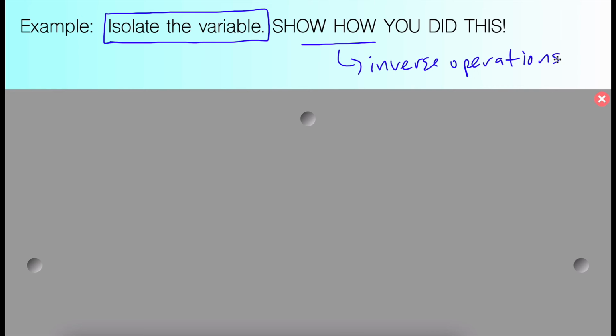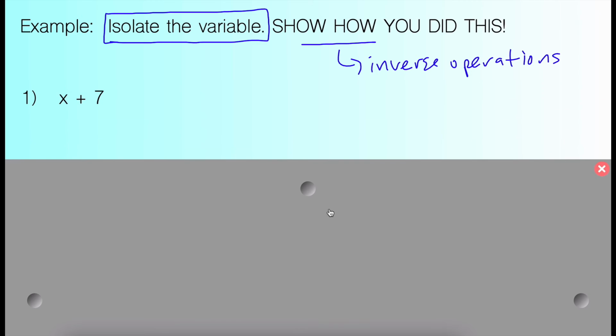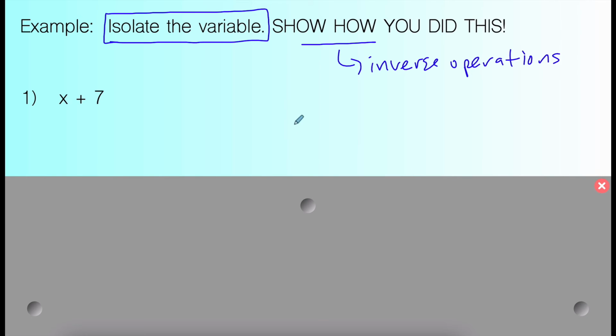All right, so example 1, x plus 7. I want to get x all by itself. Well, if I want to get x by itself, I need to get rid of plus 7. How do I get rid of plus 7? I subtract 7. Plus 7 minus 7, those are inverses. Those two things cancel out. And what's left over is the variable x all by itself. So we just isolated x all by itself.